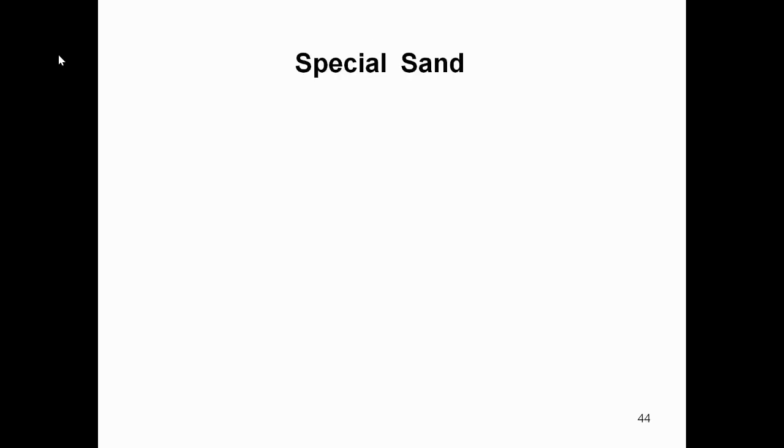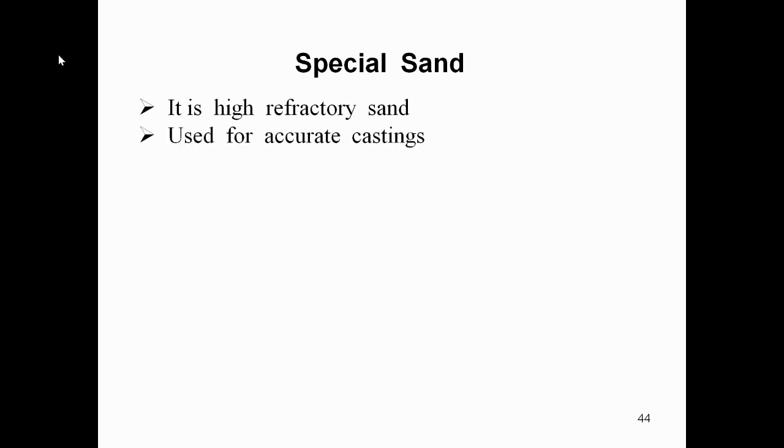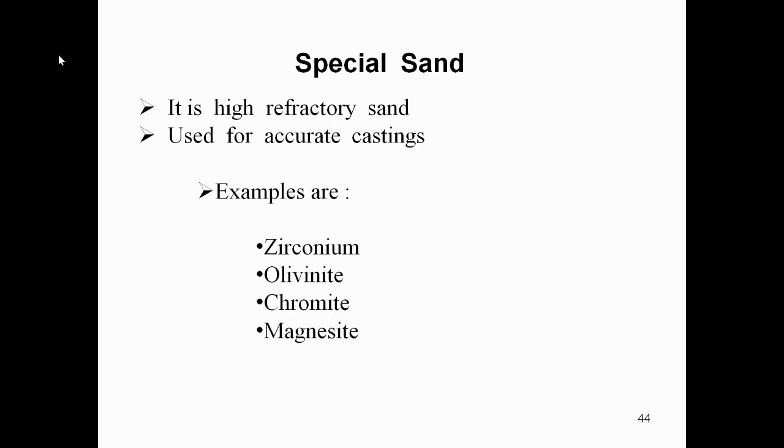The last one is the special type of sand. It is a high refractory sand and it is used for accurate castings. For example, zirconium, chromite, magnesite. All these are some of the examples of special sand.